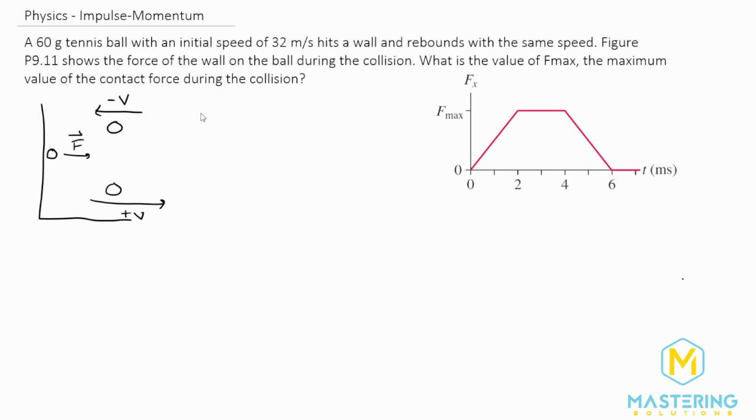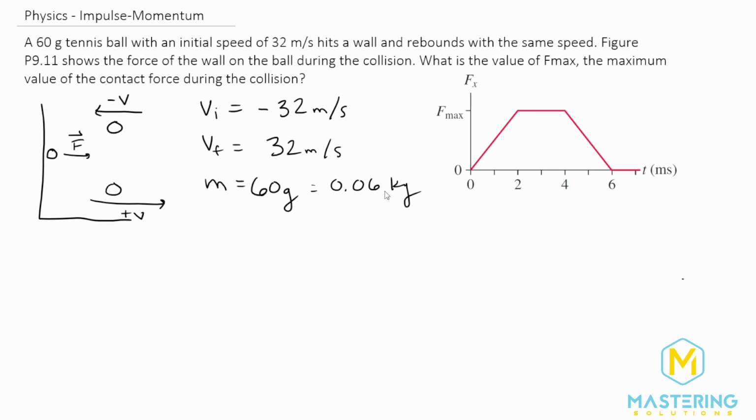So next, let's go through and write down our variables to the problem. They tell us that the velocity initially is 32 meters per second. And remember, because we're going in the negative x direction, the initial velocity is negative. They tell us it rebounds with the same speed. So our final velocity is going to be a positive 32 meters per second. The mass of the ball is 60 grams, but we need that in kilograms. So we're going to be moving the decimal place over 3. So 1, 2, 3 gives us 0.06 kilograms.